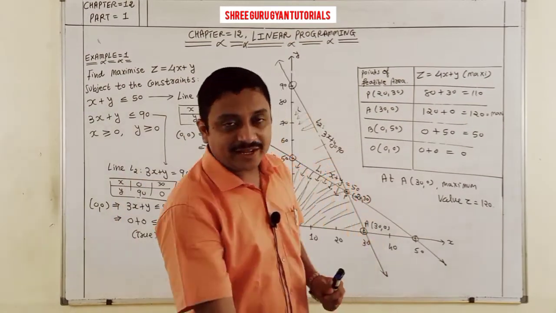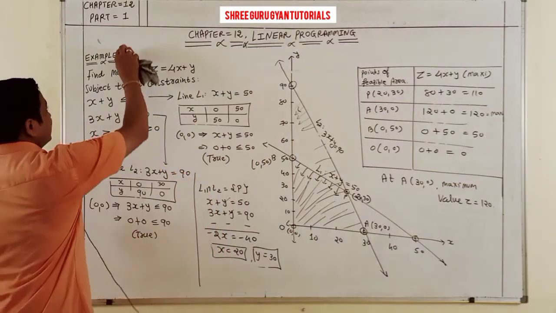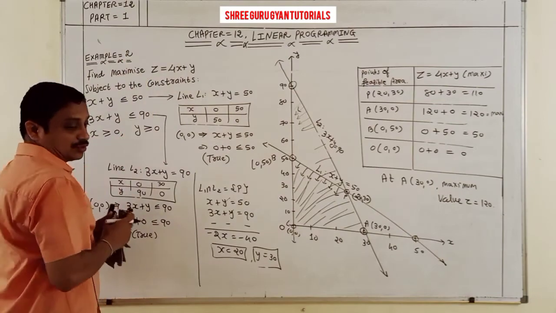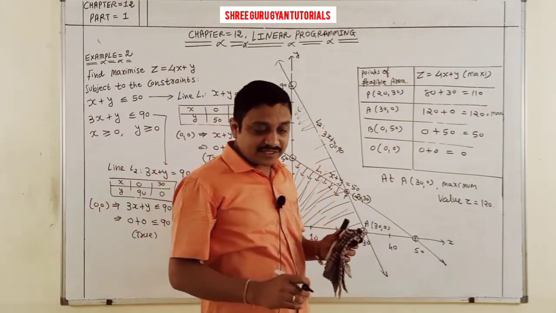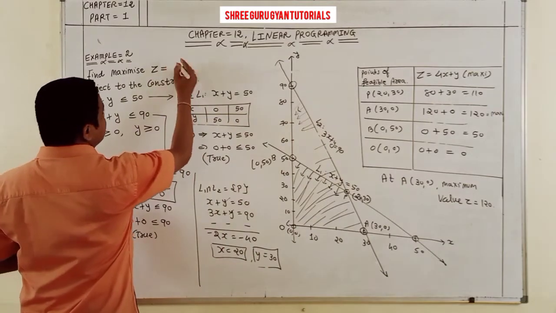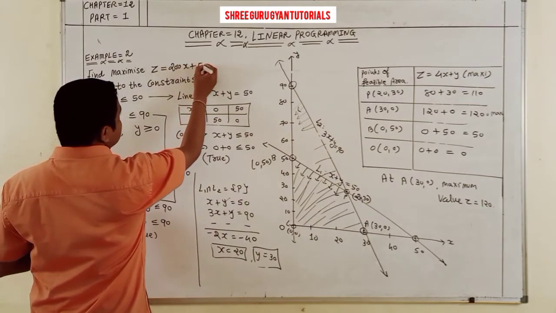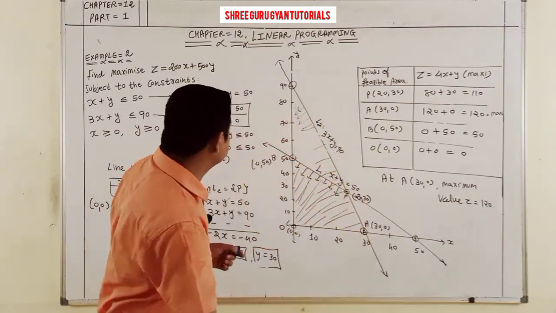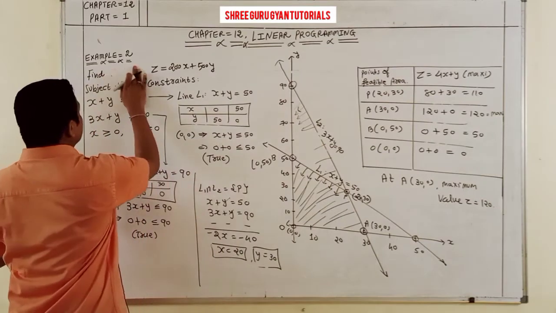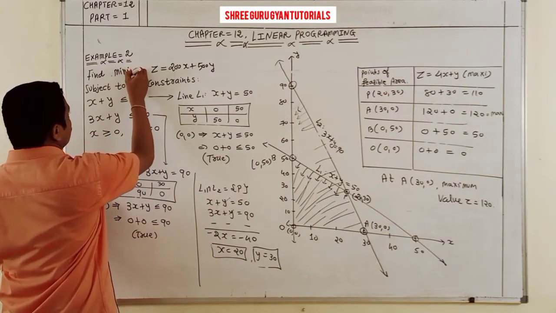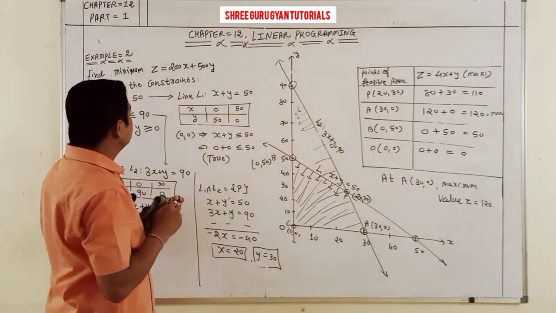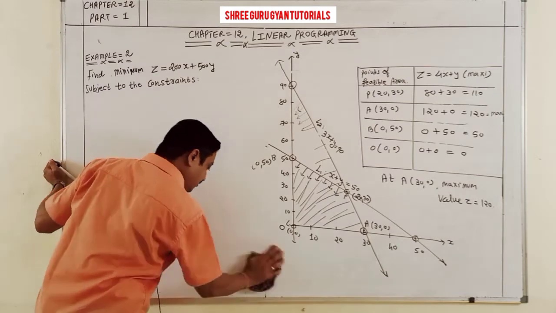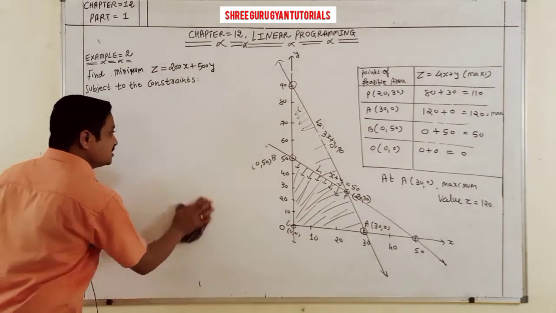Now students, we are going ahead to example number 2. Same type of question in linear programming: for z = 200x + 500y, find its minimum value, subject to the given constraints, the simple three equations. I will solve those equations by converting them into a table and graph.